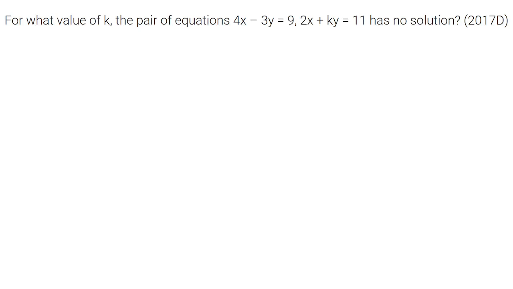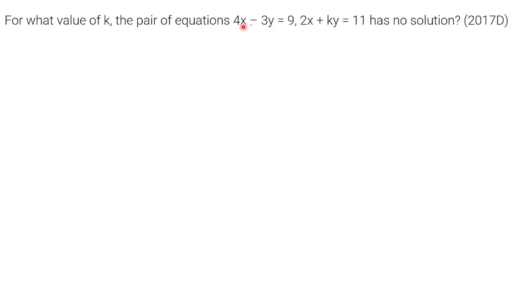Look at this question. For what value of k does the pair of equations have no solution? We studied consistency and inconsistency.